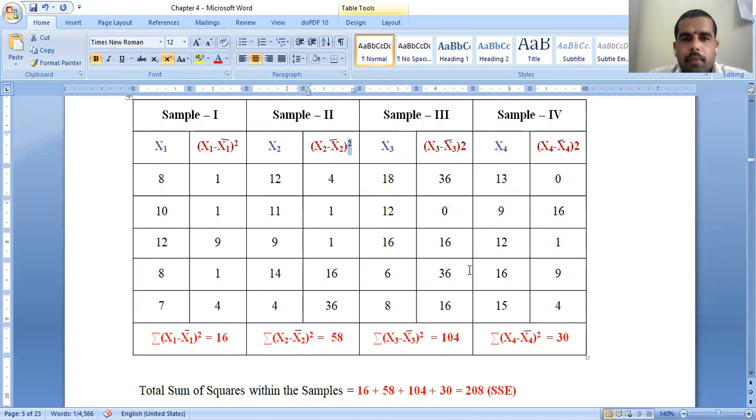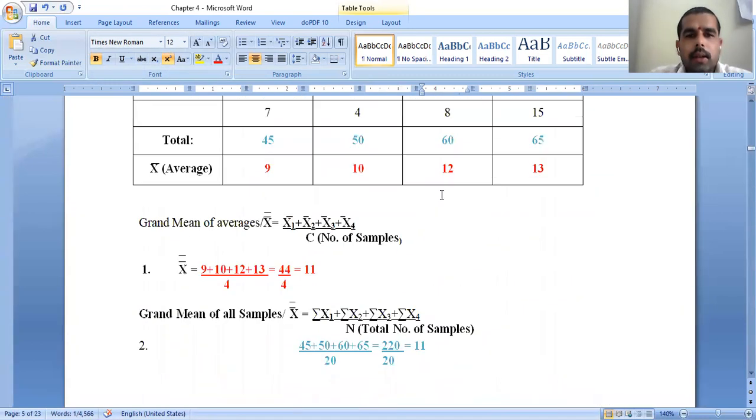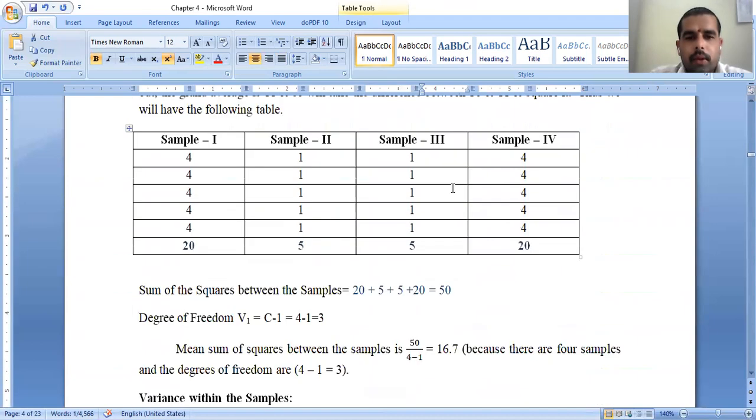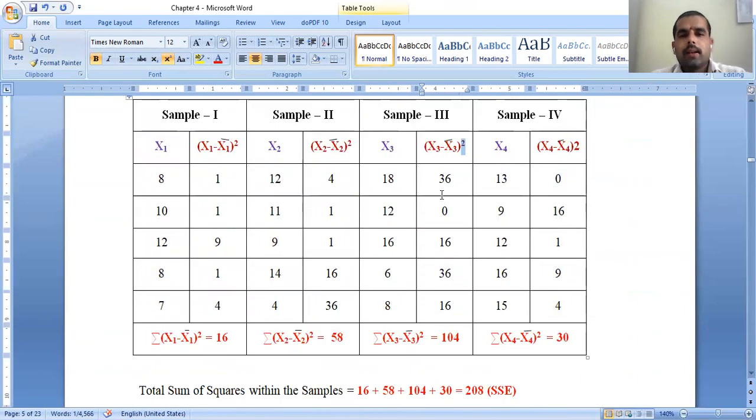Again, I am repeating for sample 3 here. Observe carefully. These X3 values are taken from the question itself. X3 minus X bar 3 whole square here. Then 18 minus X bar 3 value, how much here? X bar 3 value is 12. 18 minus 12, that is 6. 6 square is 36. 12 minus 12 is 0. 0 square is 0 only.